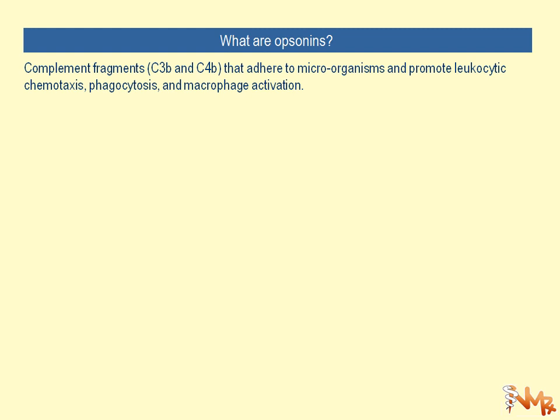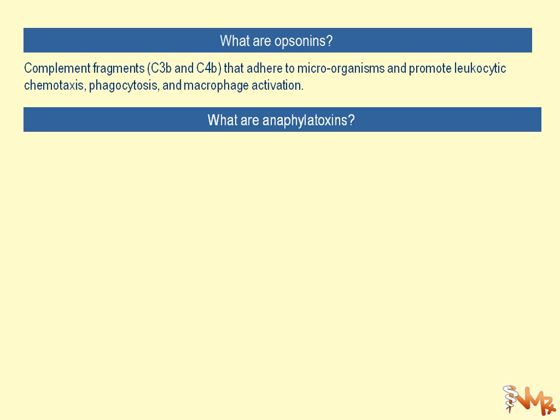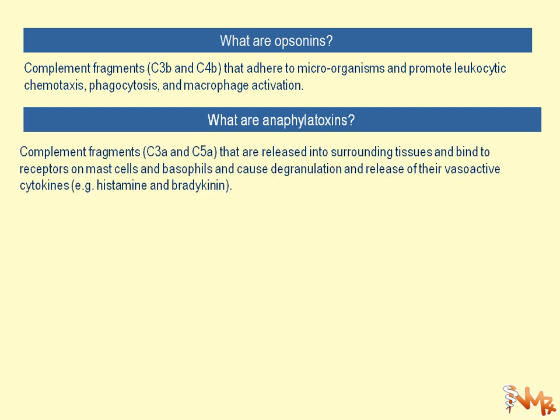What are anaphylatoxins? These are fragment A of, in particular, C3 and C5, and A for anaphylaxis. These are released into surrounding tissues next to the site of action when we have activated complement 3, and they bind to receptors on mast cells and basophils, and they cause degranulation and release of vasoactive mediators such as histamine and bradykinin.